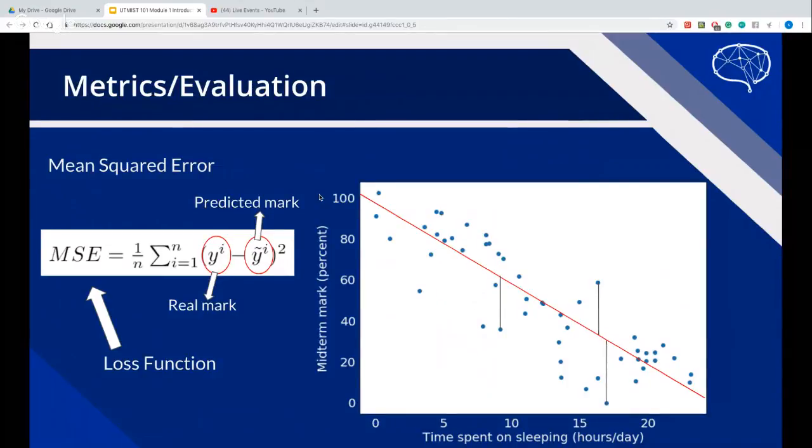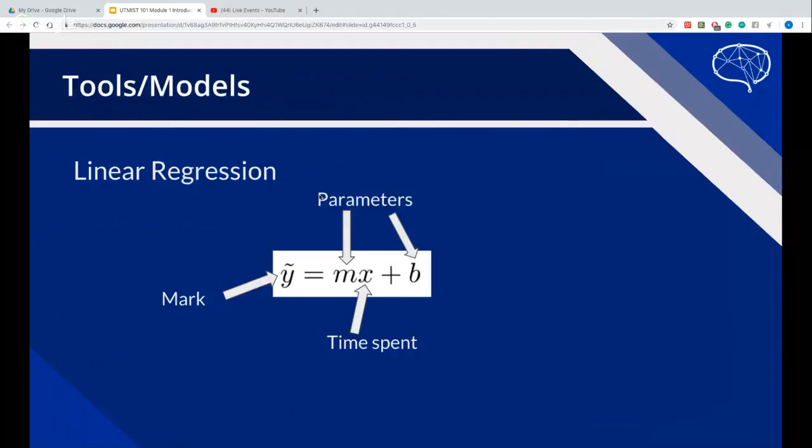You just square them, add them all together, and then divide by how many data points you have. Okay. So let's move on to models or tools. The first model that we want to talk about is linear regression.